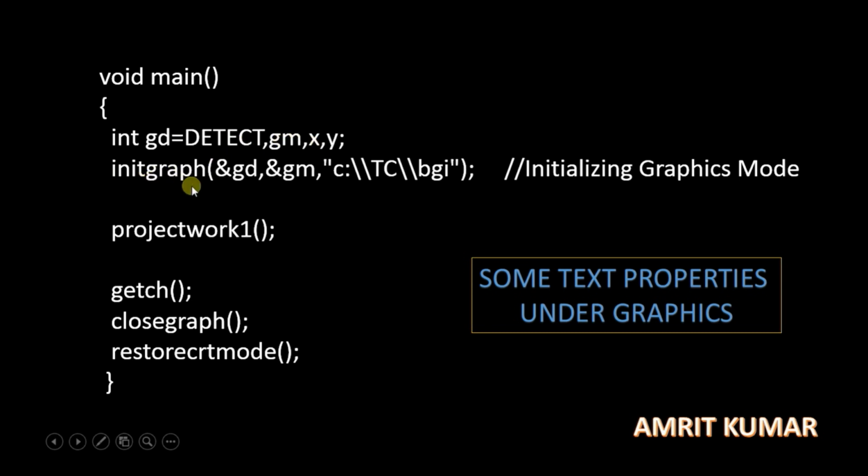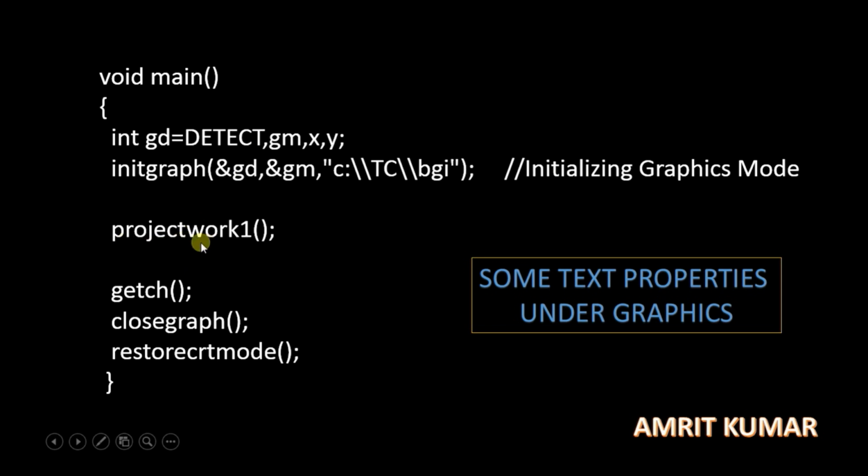After that, I am initializing the graphics with the help of initgraph. Here you can see I am using the addresses of the local variables, that is the address of gd and gm. So I am initializing the graphics mode in C language with the help of the local variables that I have declared and the path specified for the graphics. Through this way you can initialize the graphics mode in C language. You need to write down this code; it is very important for the initialization of graphics in C language.